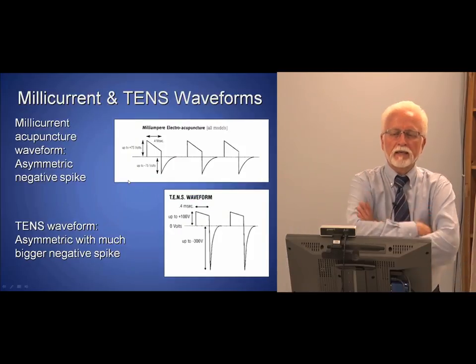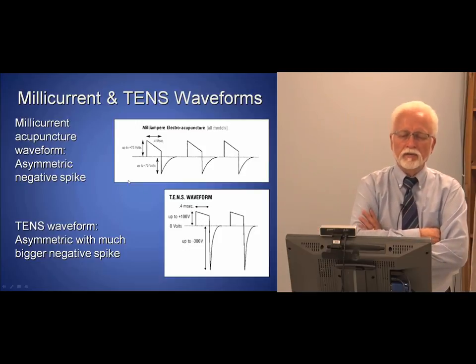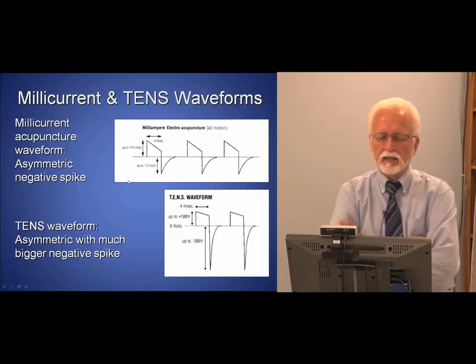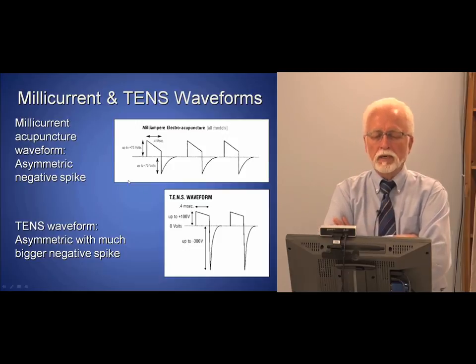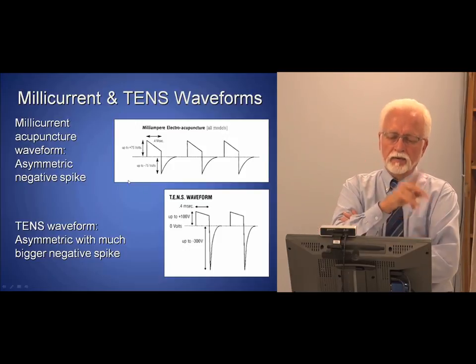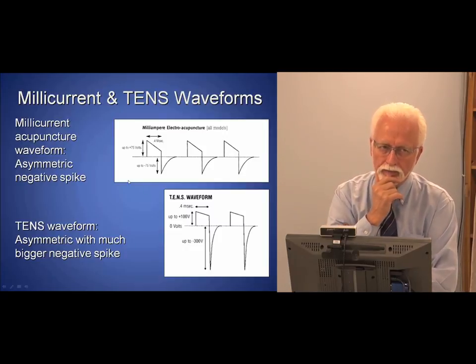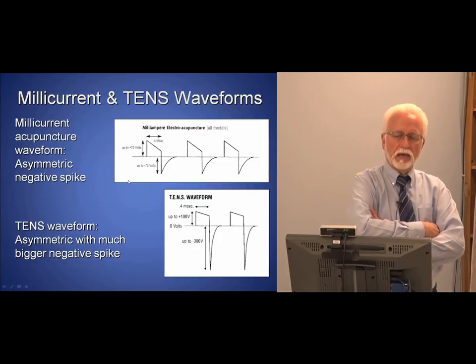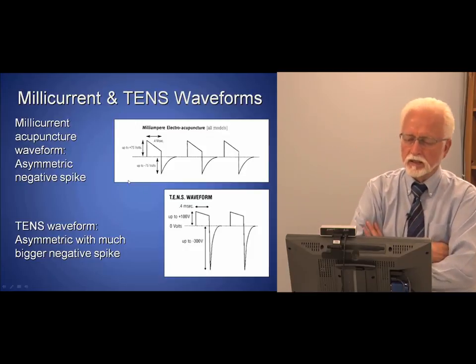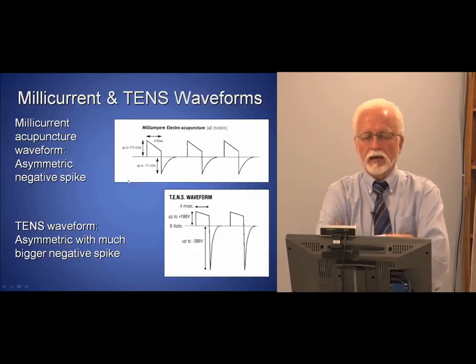With Millicurrent and TINS, we tend to see the asymmetrical square wave. With Millicurrent, as you can see, the positive and negative are about the same, but the shape of the wave is different. They have a negative spike. And then with the TINS, same thing, only the negative spike's much bigger. Now, why is that? And these are, by the way, the parameters used by the Pantheon research devices when they're using either electro or TINS. They have a little switch to go back and forth.